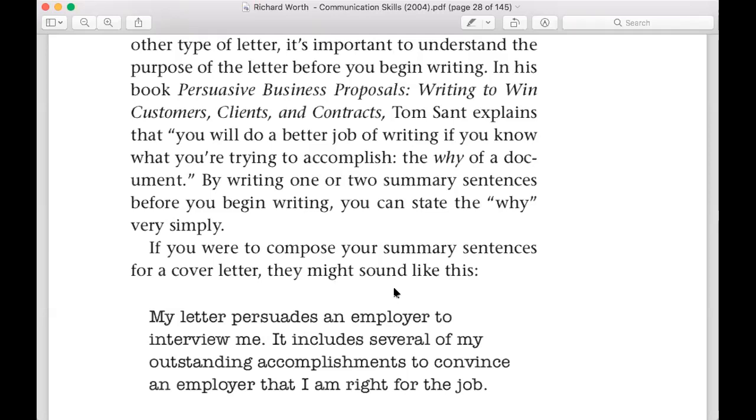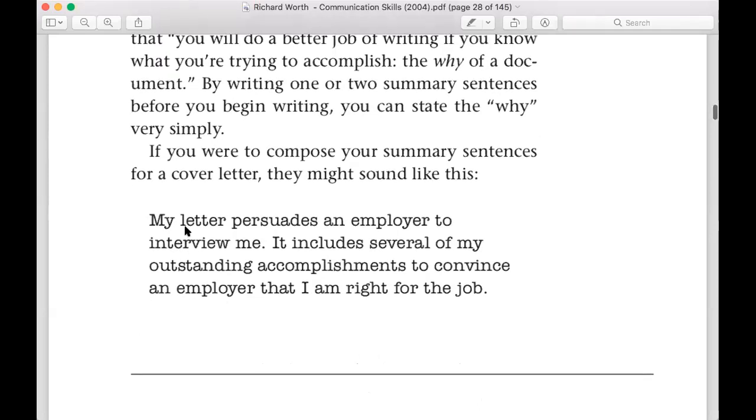And CV, not CV, this cover letter or your job application basically has the purpose of persuading someone. Okay. So see, your summary sentence is already given here. What is your purpose, and what would you include in your cover letter? Having said that, this example also tells you how to write summary sentences that we have already practiced.